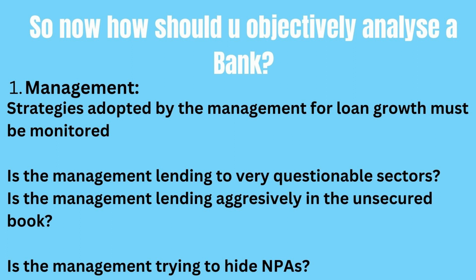Is the management lending to questionable sectors? For example, right now the gems and jewelry sector or the real estate sector, those are very questionable sectors. Is the management maintaining a mix of unsecured and secured book? Growing too fast in the unsecured book can also be a problem, because in times of NPAs it could be hard to recover from the unsecured book. Having a balance between unsecured and secured book is a crucial factor in building a high quality bank.